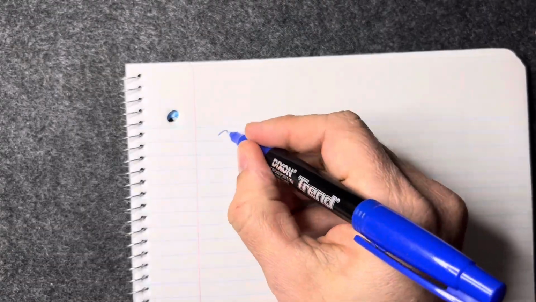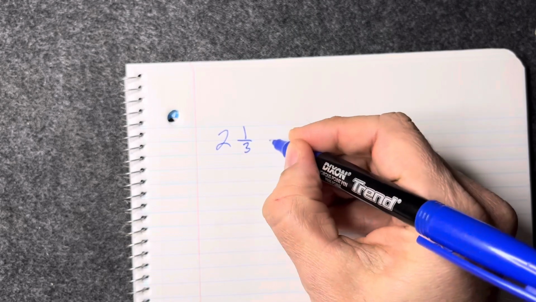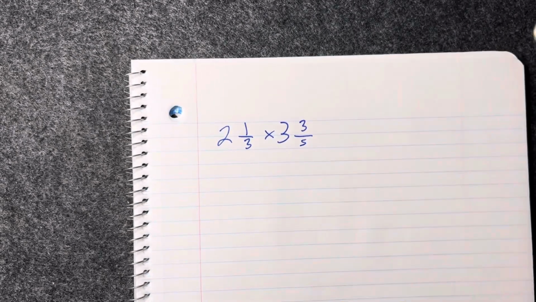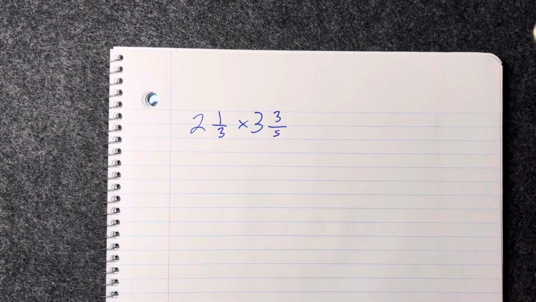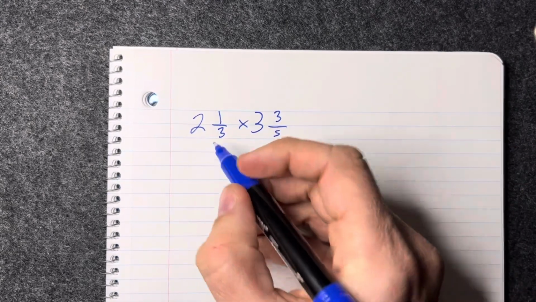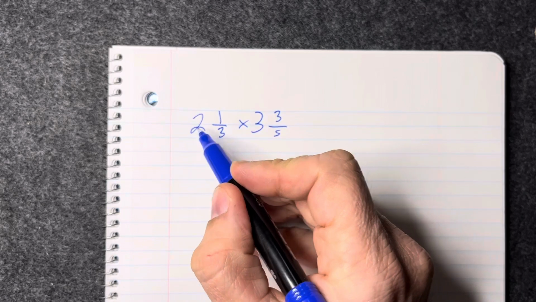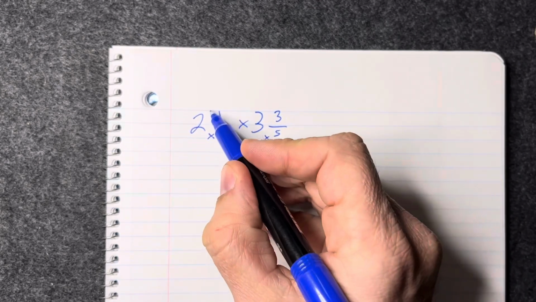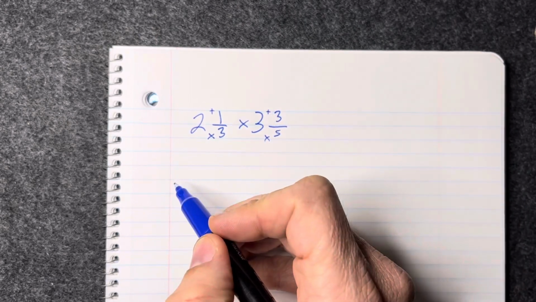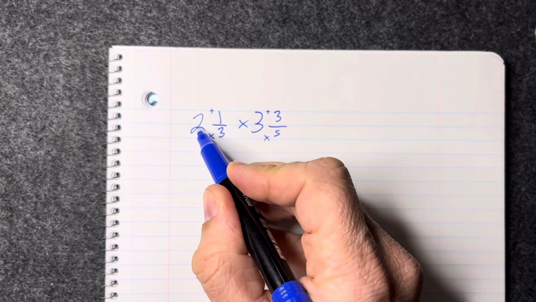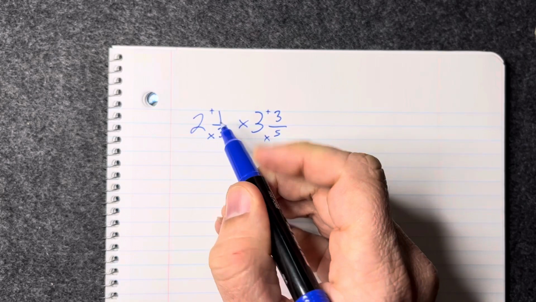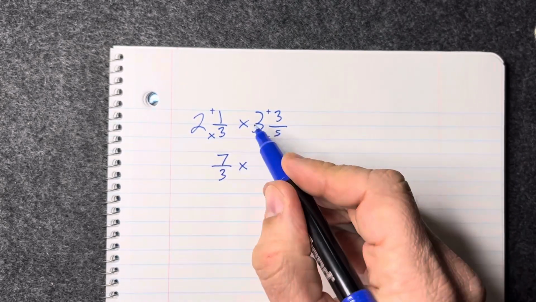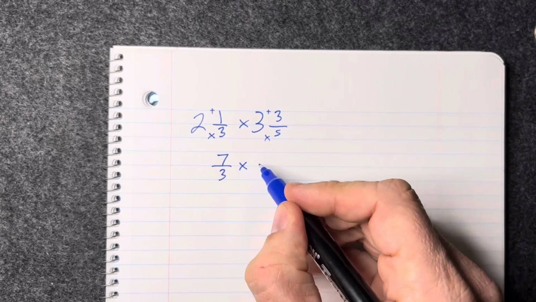is, again, our question is 2 1/3 times 3 3/5. You would change this from mixed fractions to an improper fraction. So to do that, you multiply the whole number times the denominator, and then you add the numerator. So 3 times 2 is 6, plus 1 is 7. So 7 thirds times, 5 times 3 is 15, plus 3 is 18.